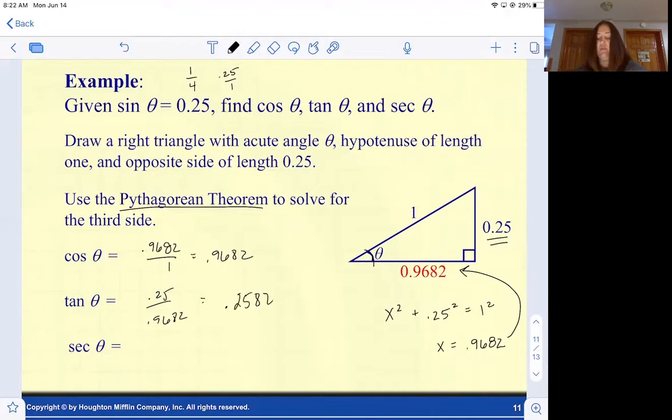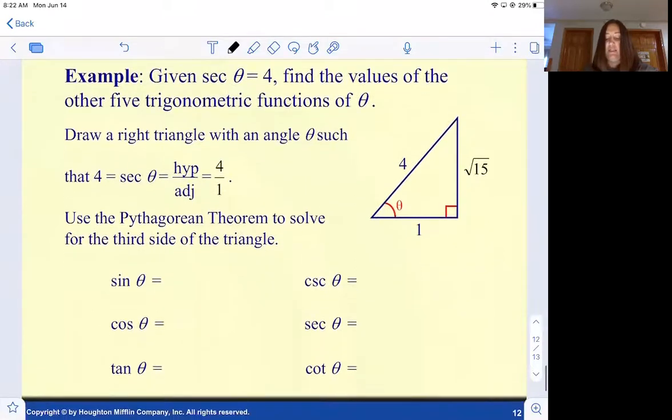And secant. Well, secant I know is the reciprocal function for cosine. So that would be 1 over 0.9682. Again, I'm going to go to my calculator. 1 divided by 0.9682, and I get 1.0328. And that would be what you would do for that one.